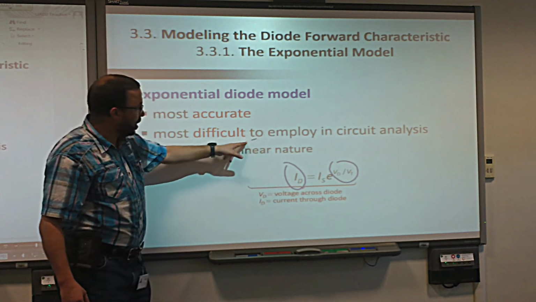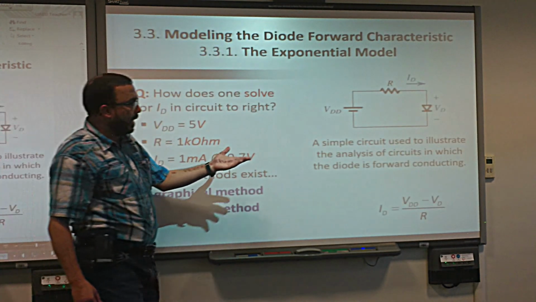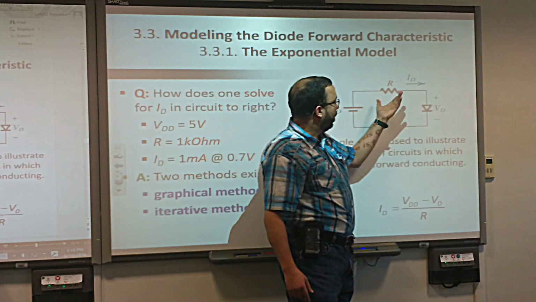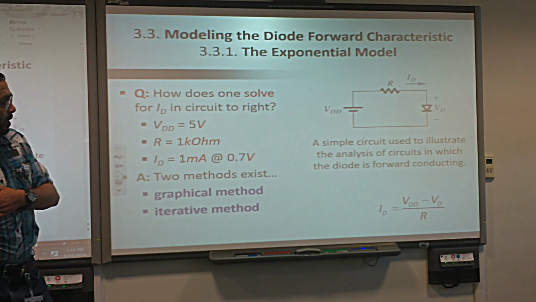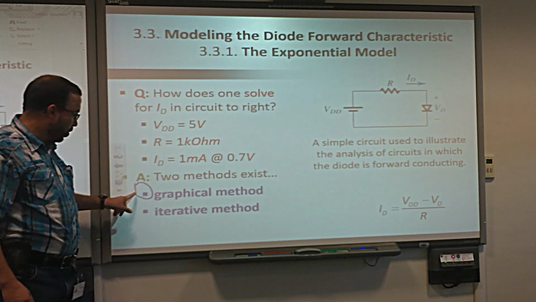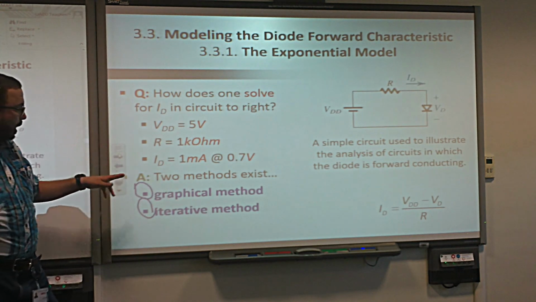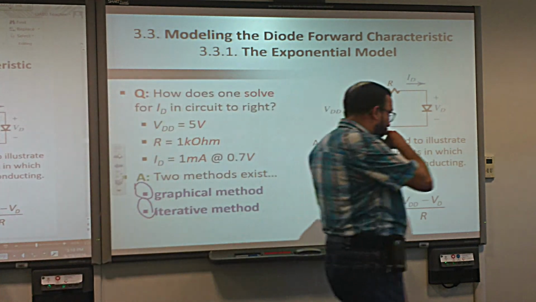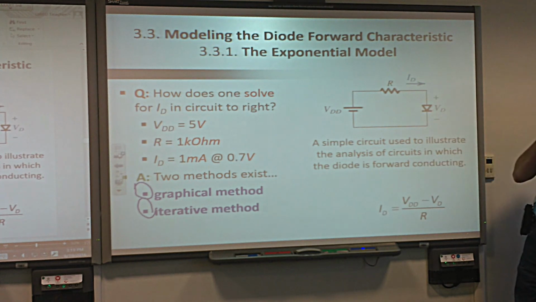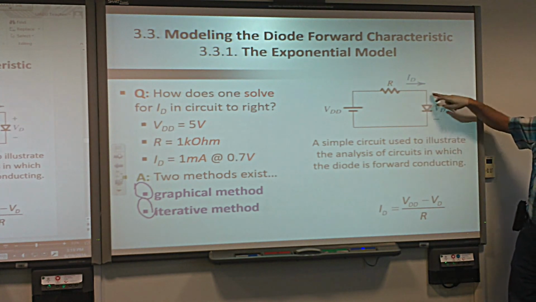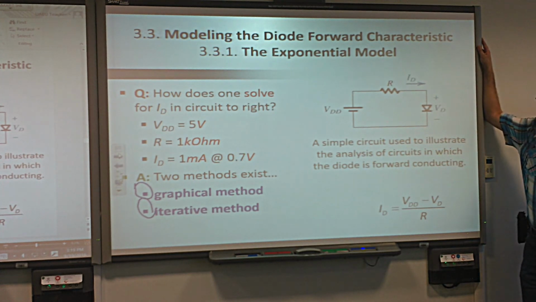But the problem is that the calculation is a bit difficult in circuit analysis. Let's see. If we have this kind of circuit, for example, a diode, a resistor and a battery, how do we apply the exponential? We have two ways of applying the exponential model: graphically, which is method number one, or iteratively. The graphical one is a joke. It's very easy. We have a current that passes through the resistor, which is the same as the current passing through the diode. The equation for the diode we know: I equals Is times e to the V over Vt, right?